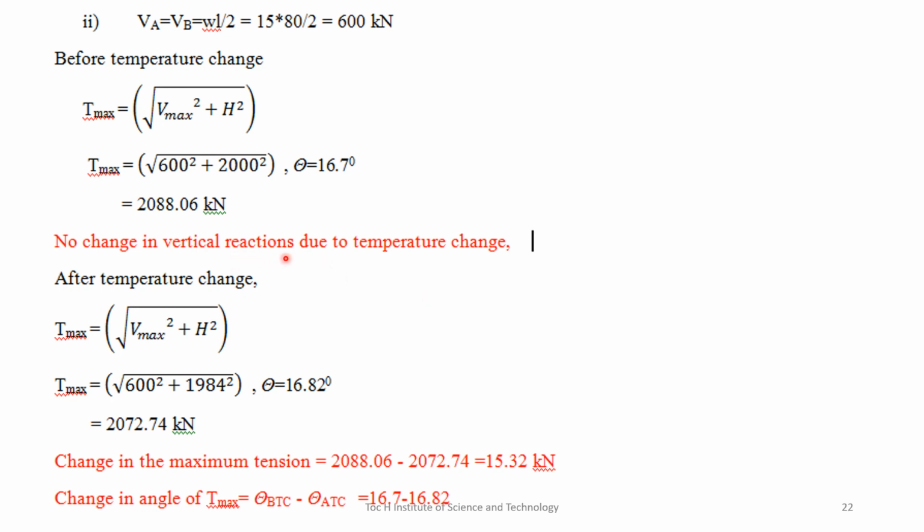Then after the temperature changes, we know the thrust gets changed, it gets reduced. So substitute the new value of the thrust and you will get the maximum tension as 2072.74. So the change in tension is 15.32 kilonewton, and also the change in the angle of T max, that is theta, is 16.7 minus 16.82 degrees. Okay, that's the difference in the angle theta.